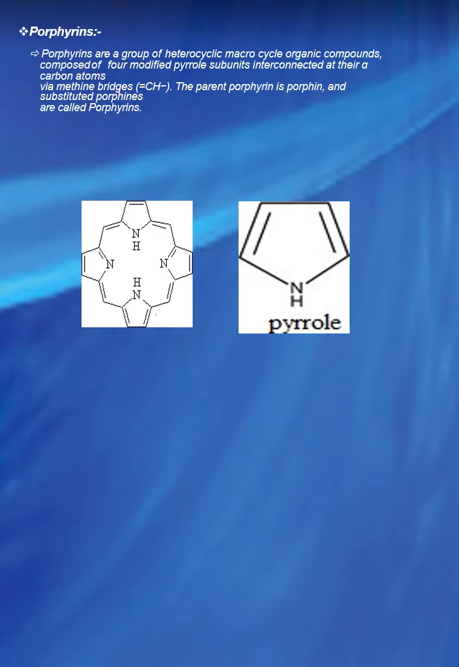And here we are discussing about being interconnected at their alpha carbon atoms. That means 4 modified pyrrole subunits are interconnected at their alpha carbon, which is nothing but the first carbon atom that attaches to a functional group. And we are also seeing what porphin is. What is meant by porphin?